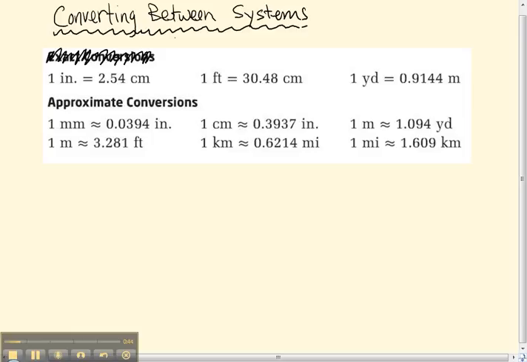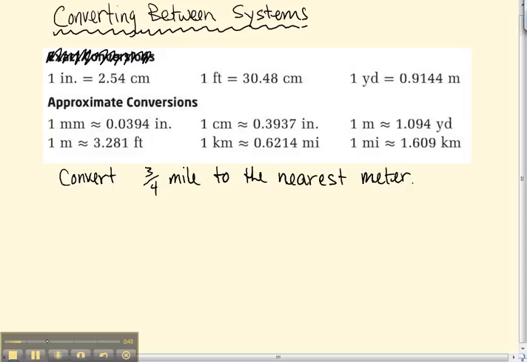For example, something like this. Converting 3/4 of a mile to the nearest meter. And this is going to be the factor label method like we've been doing, so there shouldn't be anything new. We'll just set it up here and work through it real quick.